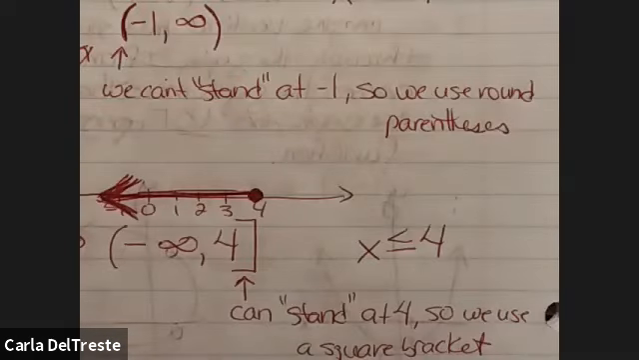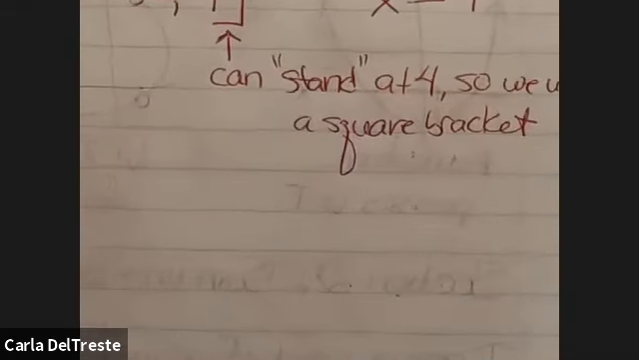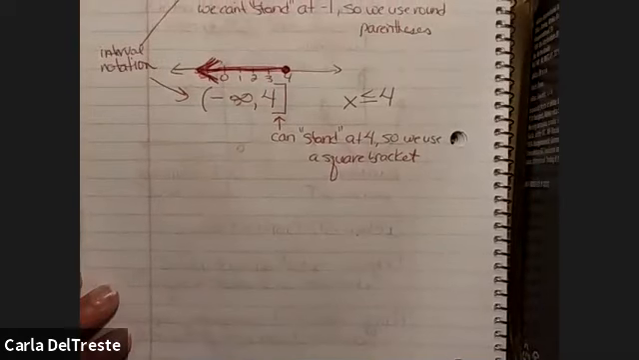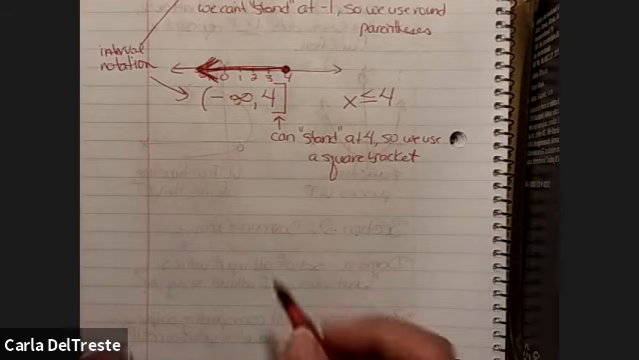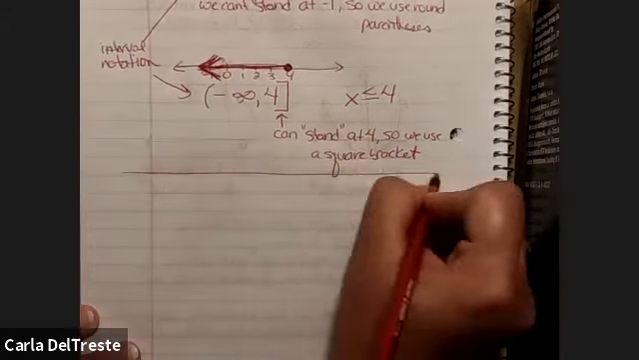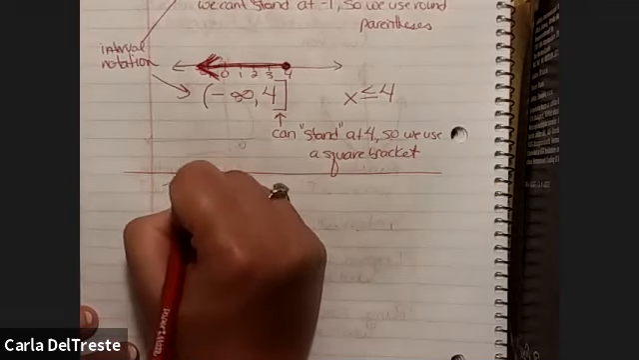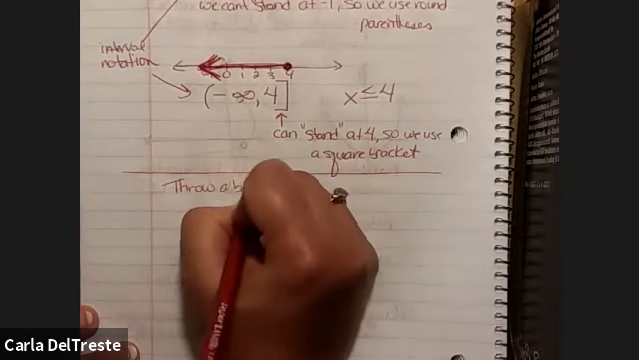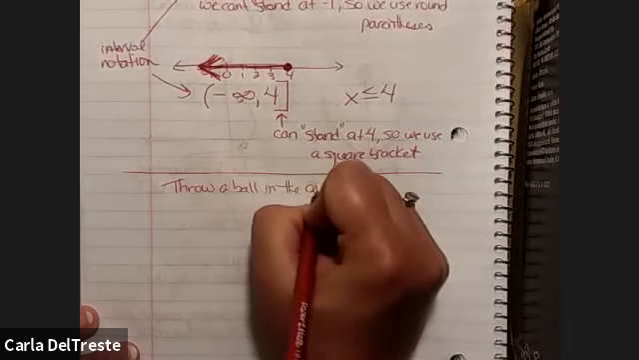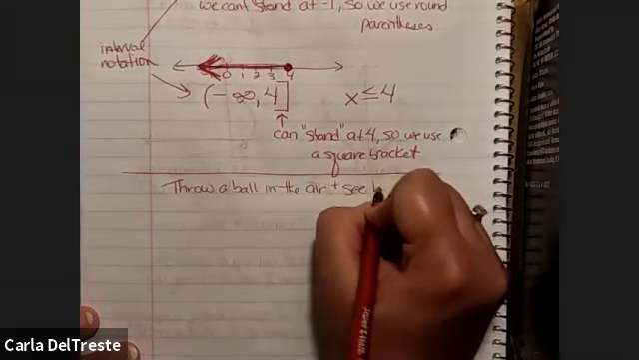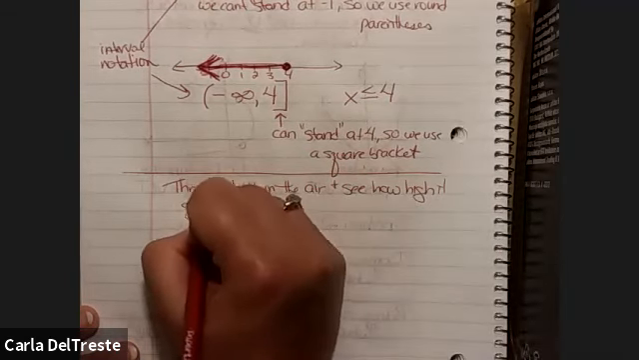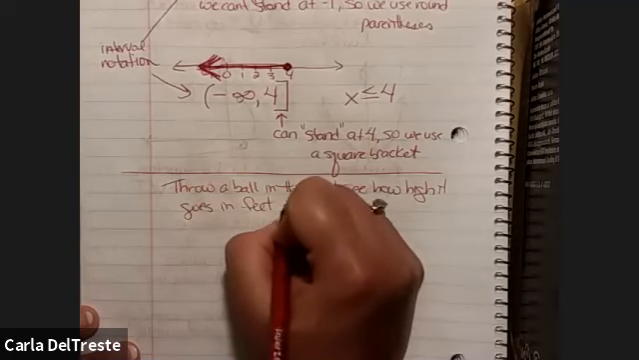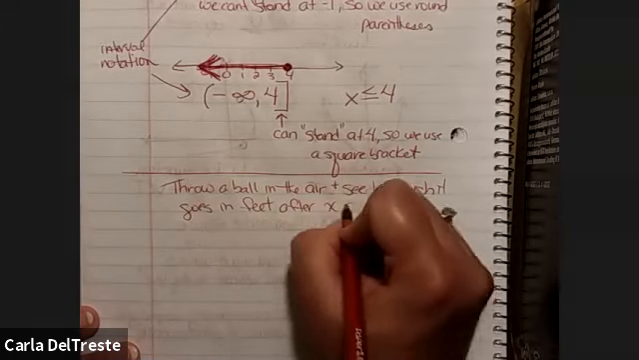Now, we can also talk about domain and range from a real situation and from a formula. So now let's talk about it from a real situation. Let's say that the situation is you throw a ball in the air and see how high it goes in feet after X seconds.